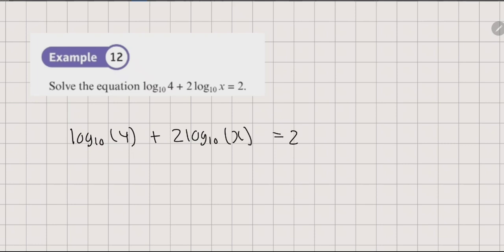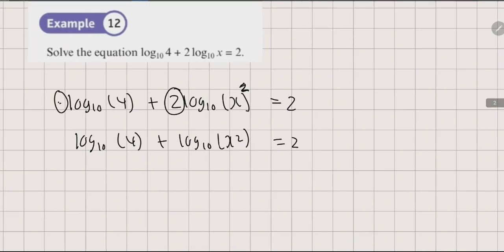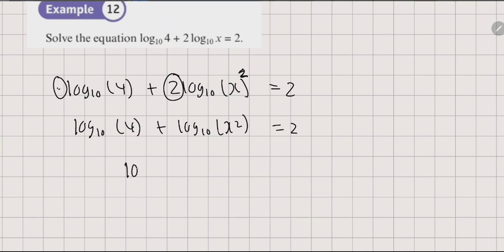Now, to use our multiplication rule, we need to have the same constant outside the logarithm. And so, there's a problem here. We've got 2 on this logarithm and 1 here. And so what we're going to do is use our power rule to bring that 2 up to the x. And so we're going to have log base 10 of 4 add log base 10 of x squared is equal to 2. And now we can use our multiplication rule. So we've got log base 10 of 4x squared is equal to 2.